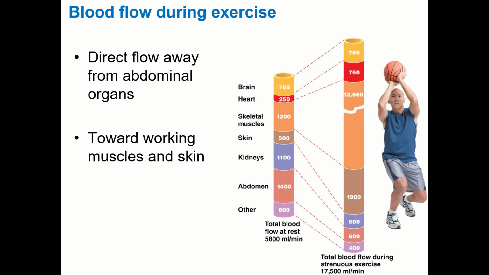So during exercise, you direct blood flow away from the abdomen, so away from the kidneys, the liver, the stomach, the intestines, toward the working muscles, toward the skin, and then also the heart gets more blood flow so that it can compensate for its increased workload. So there you go. All right, so that's the end of blood vessels.